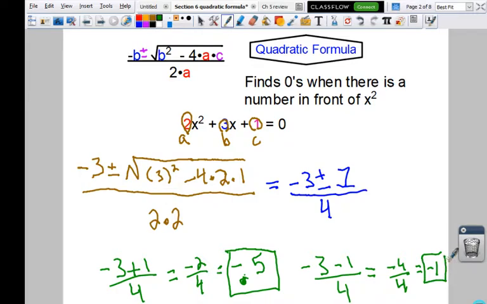So let's not do this. No, we're going to do it. It's going to be super fun. You're going to like it so much. Actually, I kind of like the quadratic formula.